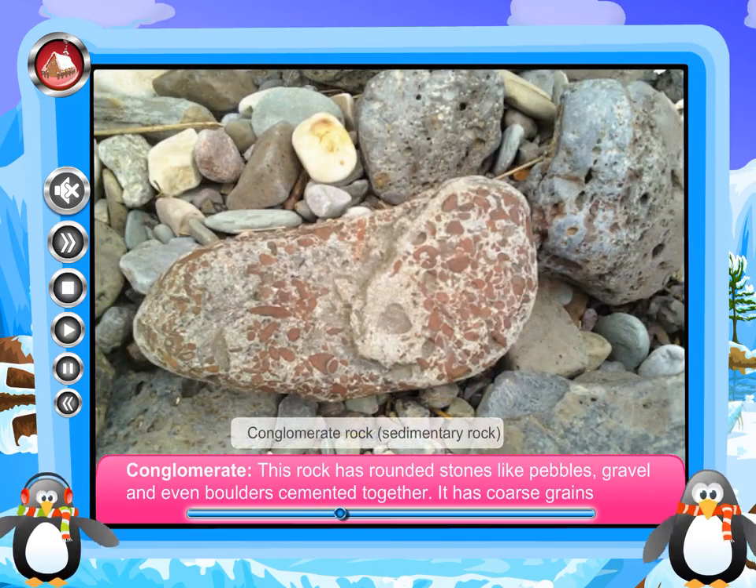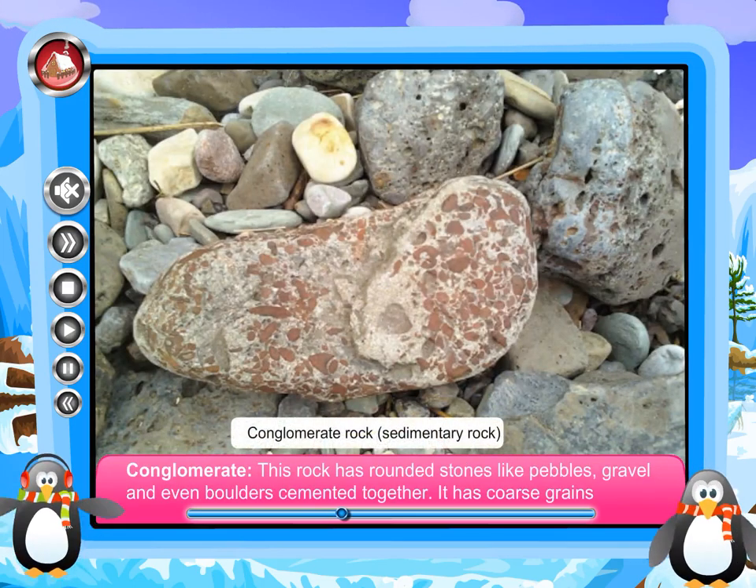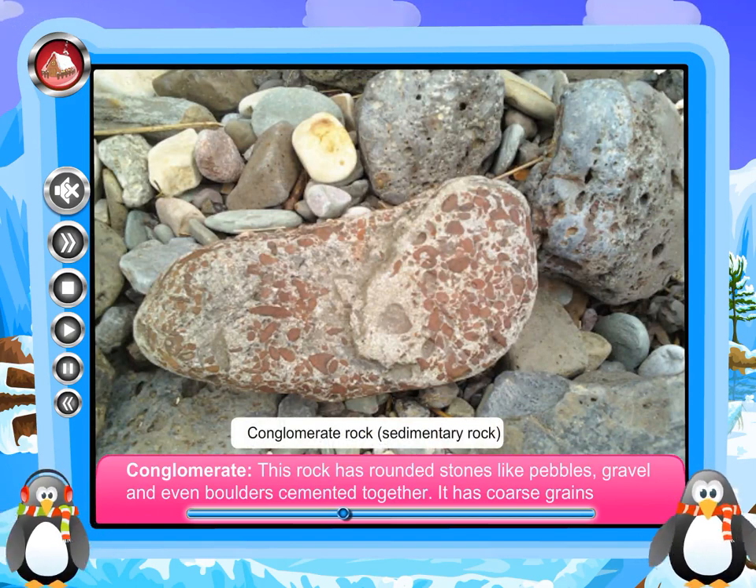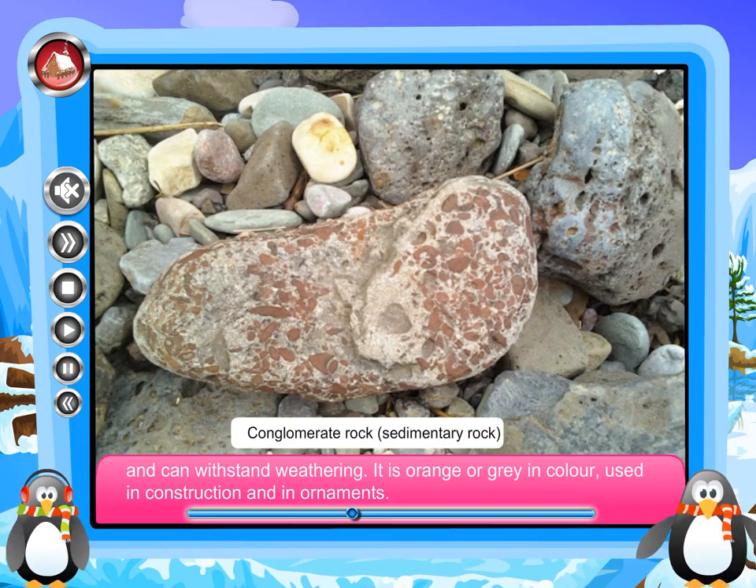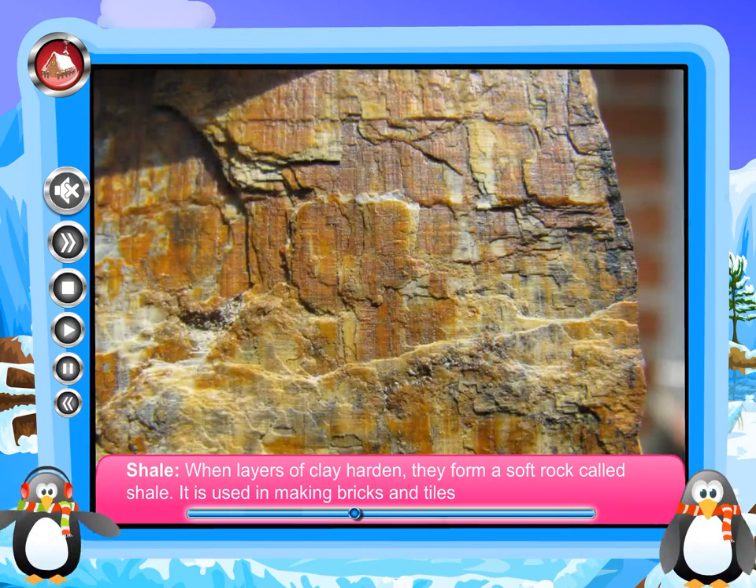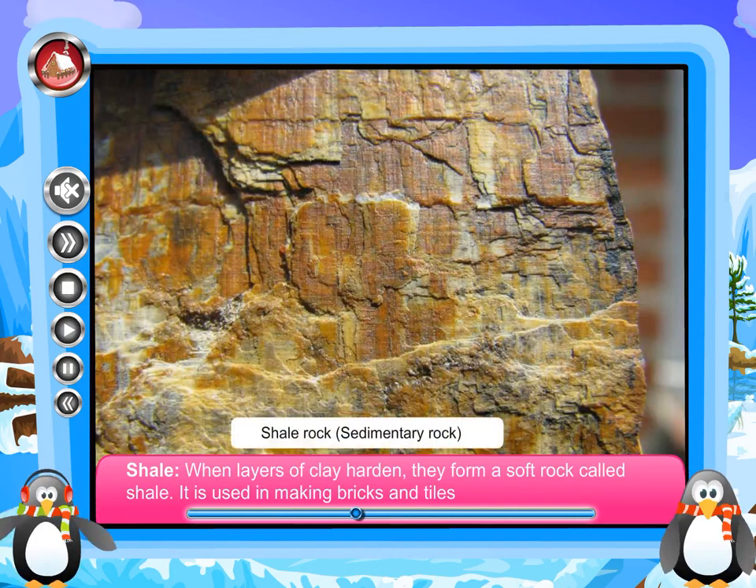Conglomerate. This rock has rounded stones like pebbles, gravel, and even boulders cemented together. It has coarse grains and can withstand weathering. It is orange or grey in color, used in construction and in ornaments. Shale. When layers of clay harden, they form a soft rock called shale. It is used in making bricks and tiles.